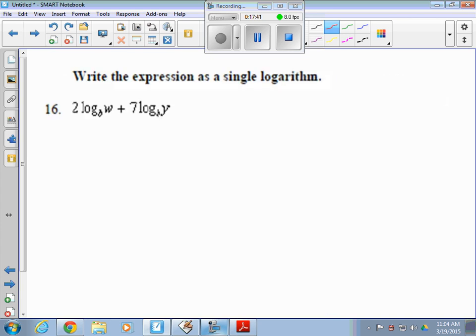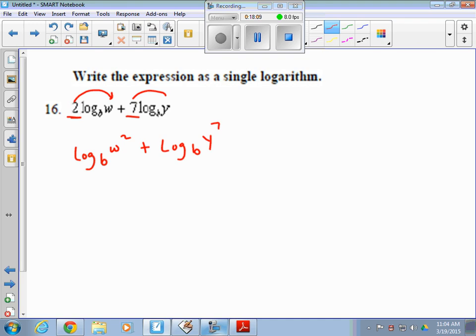Number 16 says to write this as a single logarithm. First thing you want to do is move these two numbers into exponent form. So move 2 to the back, and it'll say log base b of w squared. Move this one to the back, plus log base b of y to the 7th.